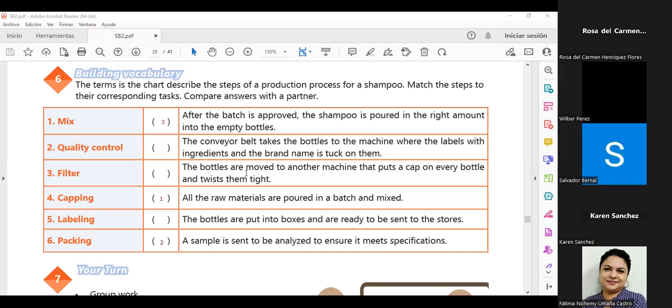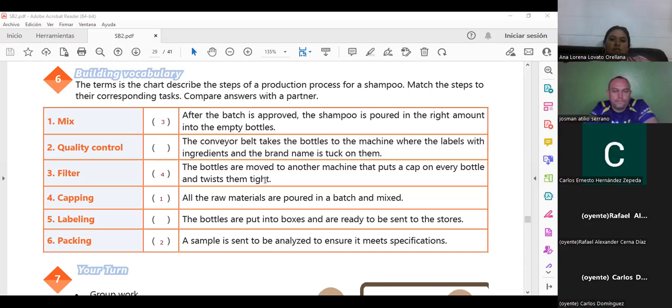The bottles are moved to another machine that puts a cap on every bottle and twists them tight. Tight. O sea, lo aprieta. Tight. Teacher, I don't know the meaning of twist. Retuerce o le da vueltas. Yeah. Ah, okay. Thank you. Good. Twist them tight sería como enroscar, ¿verdad? O algo así. Completo, twist them tight. Dígame, Ulises, tell me. No, then finish. You sure? Okay. Yes.